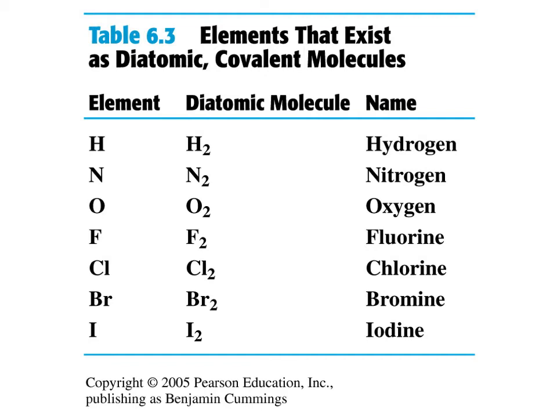Notice the name of them is not given any special consideration, any change to the typical atomic name. And again, if you work with elements of this type, this is how they always exist, or this is what we call their standard state in nature. When we find oxygen in nature, it is in the form of O2. When we find bromine in nature, it is in the form of Br2.